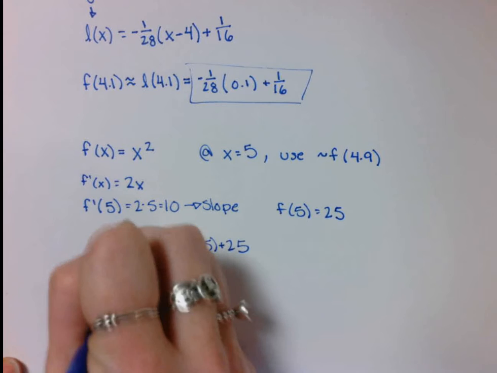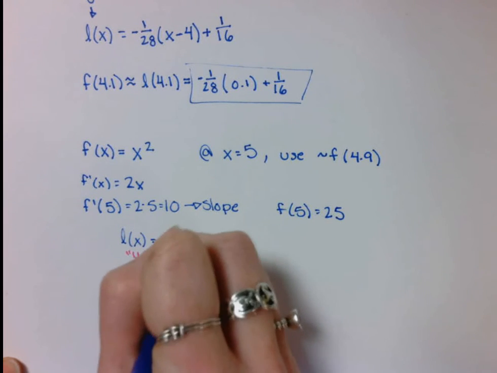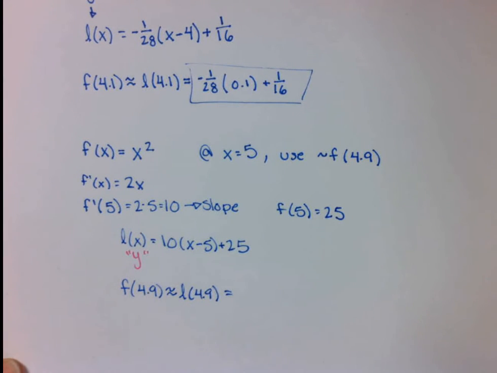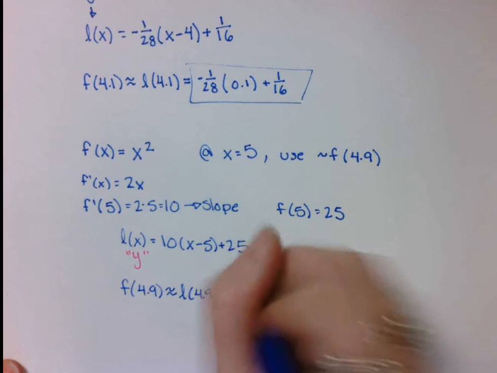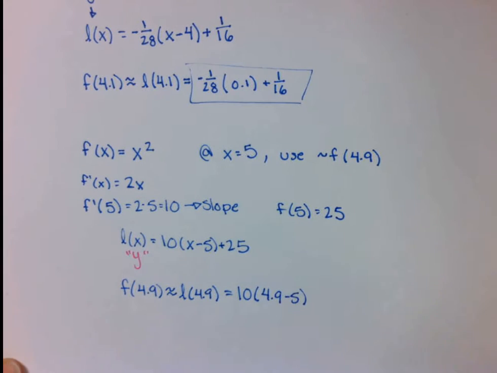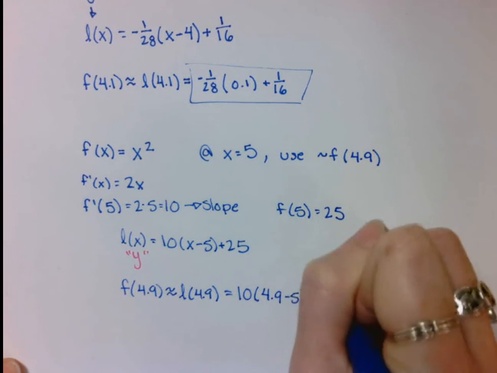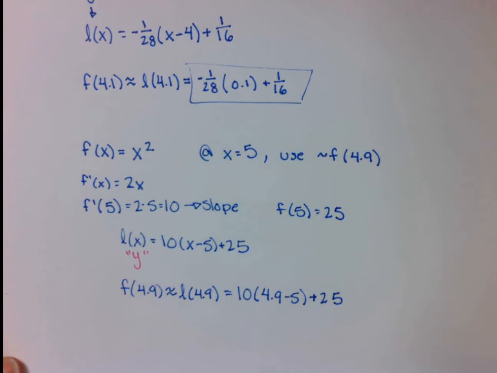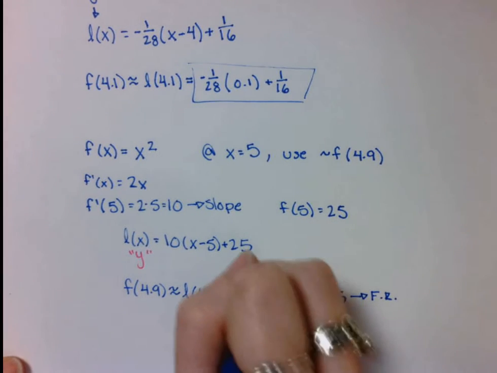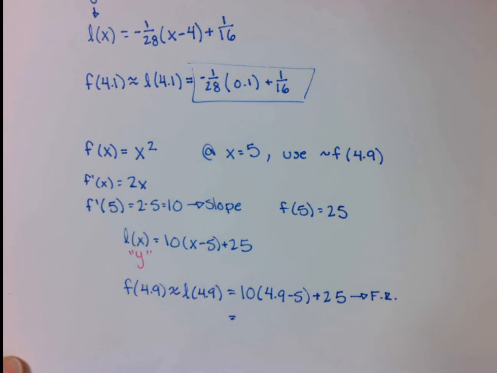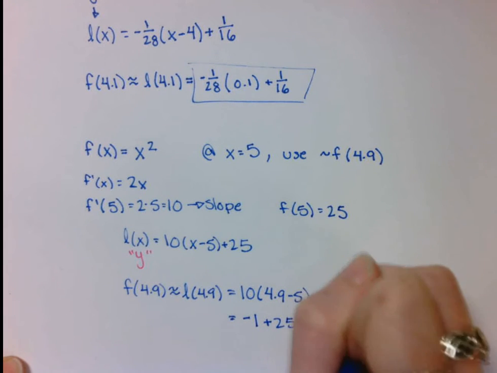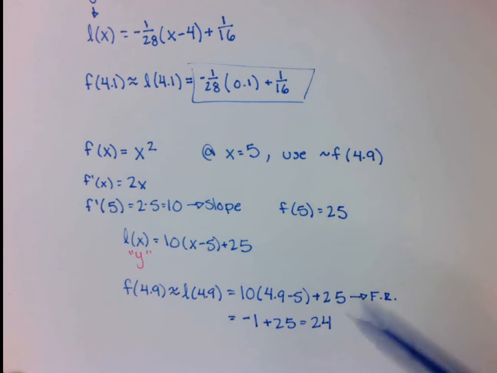So then we would say that f of 4.9 is approximately L of 4.9. This is a very particular thing that they'll be looking for when you do any approximations. Then that equals 10 times, you can either put 4.9 minus 5, or you can say, hey, I know that's negative 0.1. Either is fine. Plus 25, and you can stop here. For your response, boom, we're done. It should simplify out fairly easily though, because it's a 10 times a 0.1. So a negative 1 plus 25, which gets us to 24. But either way is fine for you to stop it.